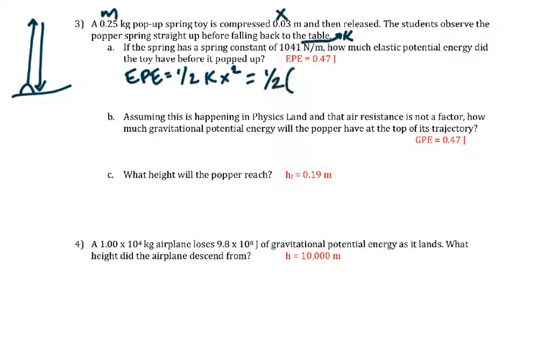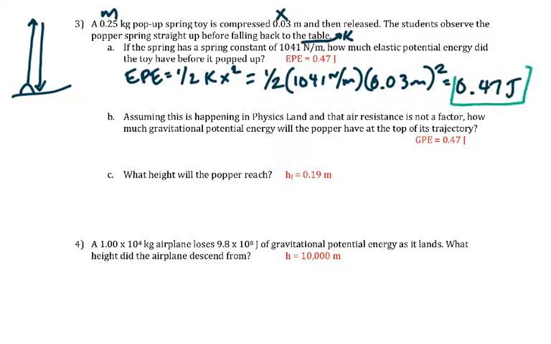So we can say 1/2 times 1041 for K times 0.03 meters for X, and we want to square that. And so when we put all that into our calculator, we get a total of 0.47 joules for EPE. That was down here, by the way, while the toy is sitting on the table.